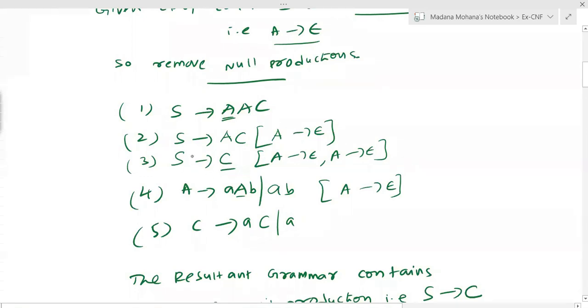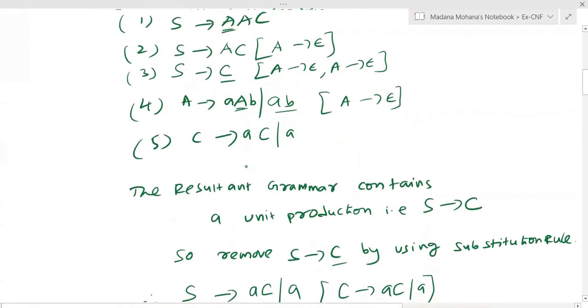Then the A production, A derives null, is there. Directly you can remove it. Then in another place also variable A is there in the right hand side of A: A derives AAB. Here you can substitute null for A by keeping the original production as it is. Then you will get AB as the terminal string. Here A is substituted null. Then C does not contain a nullable variable or null variable in the right hand side, so there are no null productions in C. So this is the final grammar after eliminating null productions.